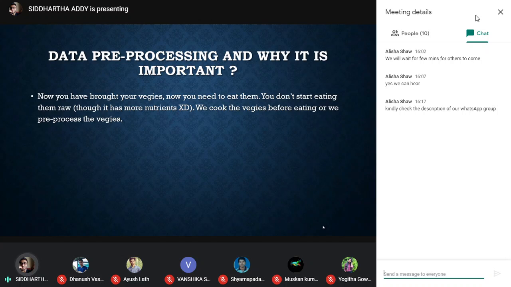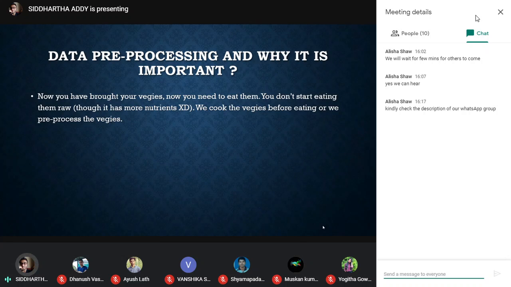In the same way, I can rephrase that sentence: we pre-process the food or vegetables before we eat. It is very important for us to pre-process the data so that our body can absorb those nutrients. Otherwise it won't absorb the nutrients and you will get a bad stomach ache. So this is why pre-processing is important.